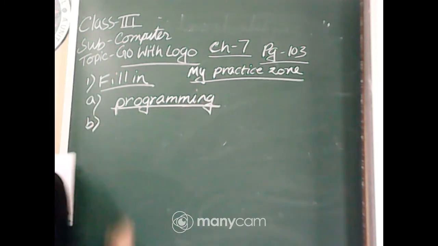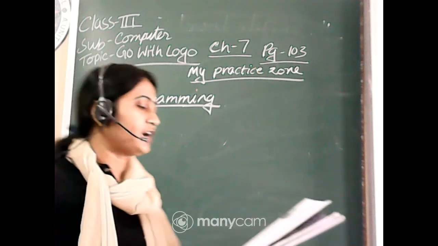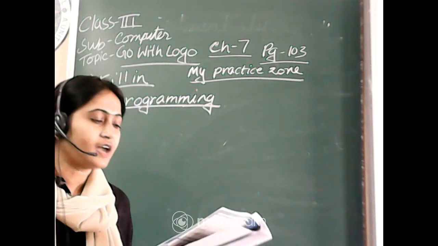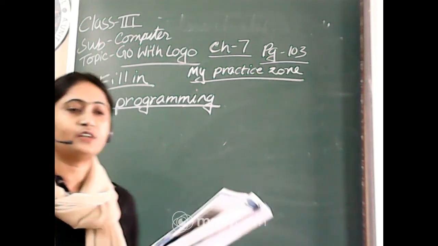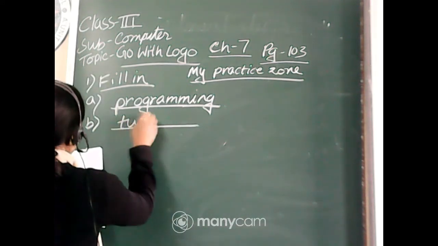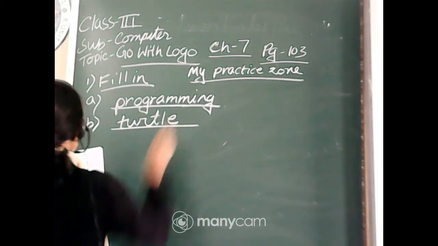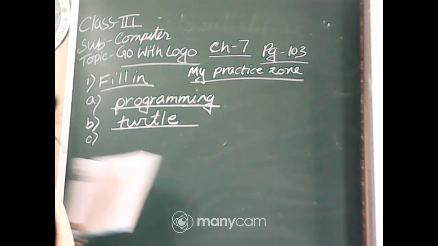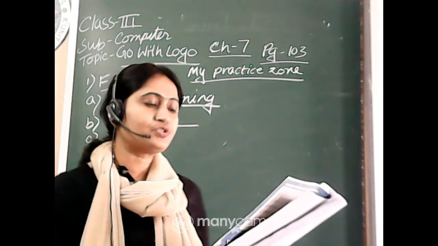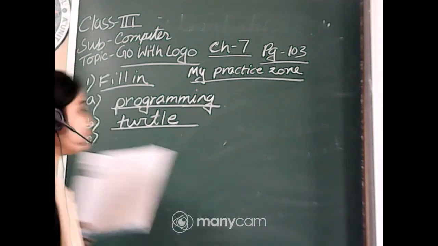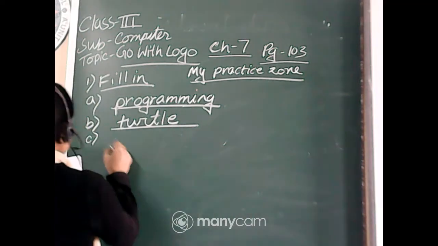Number B, the dash moves according to the command. The turtle moves according to the command. So B, the turtle. Next, number C, the dash command is used to exit the logo. The BYE command is used to exit from the logo.